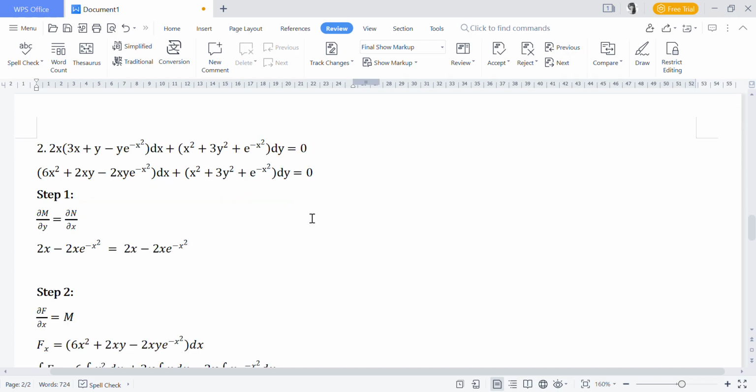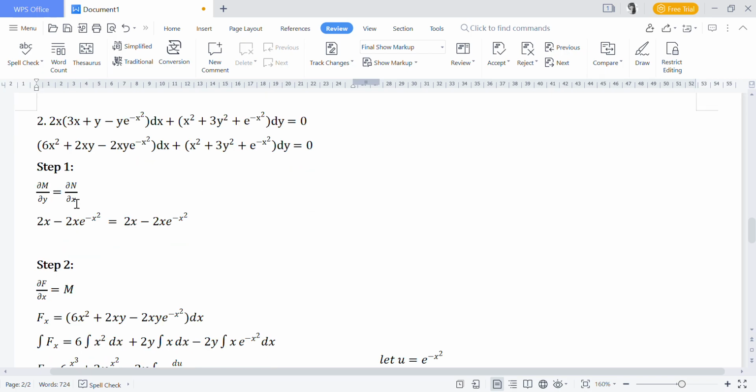So, let's proceed to the first step, which is to test for its exactness. Our partial of M in terms of y here will be this equation. So, we're going to derive this equation with respect to y. Since the derivative of 6x squared in terms of y is 0, and for 2xy, this will be simply 2x. For negative 2xy e raised to negative x squared, this is simply negative 2x e raised to negative x squared. This is equal to the partial of N in terms of x, this one.